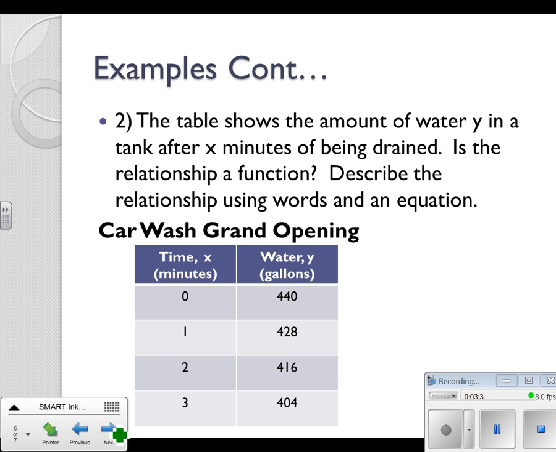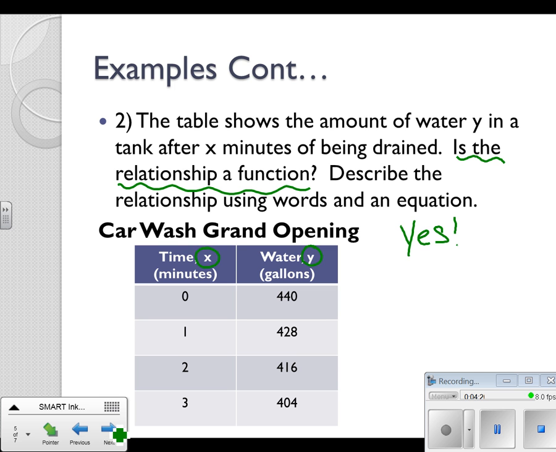The table here shows the amount of water, y, in the tank after x minutes of being drained. Is the relationship a function, and describe the relationship using words and an equation. First of all, is the relationship a function? If we look at our x's, does every input, 0, 1, 2, 3, have exactly one output? We see every input has exactly one output. So, yes, this is a function.